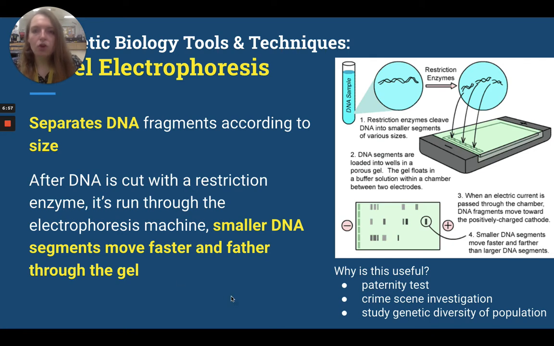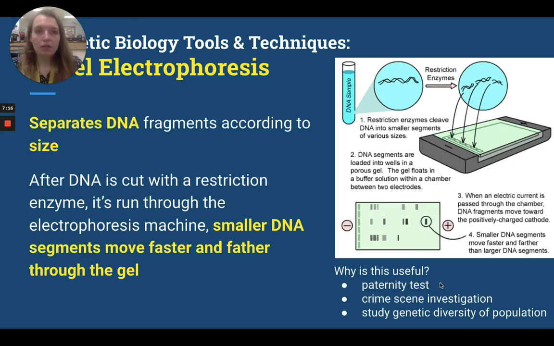Okay, so you might be wondering, why would this be useful? Why would getting DNA, cutting it up, and running it through a machine so there's different sizes, why would I even want to do that? So there's a couple different uses for this test. The first one is paternity testing.